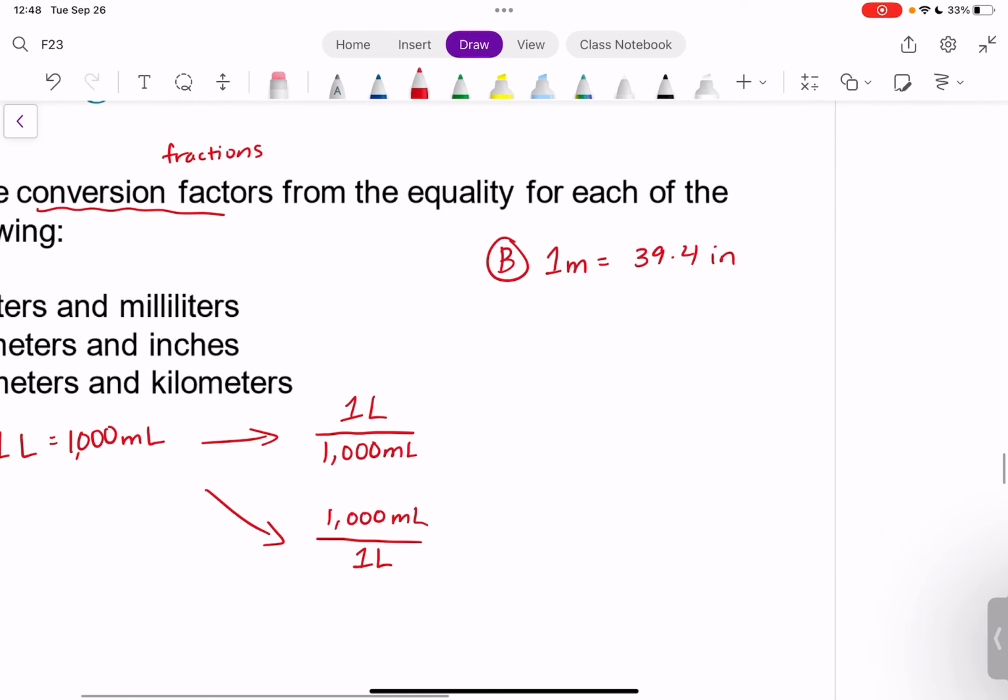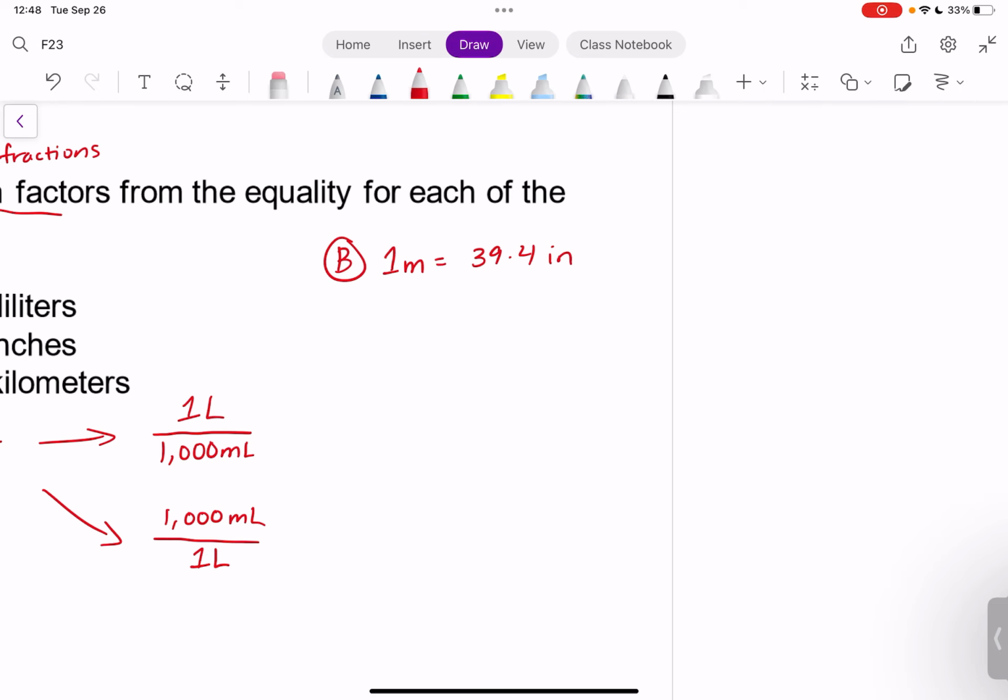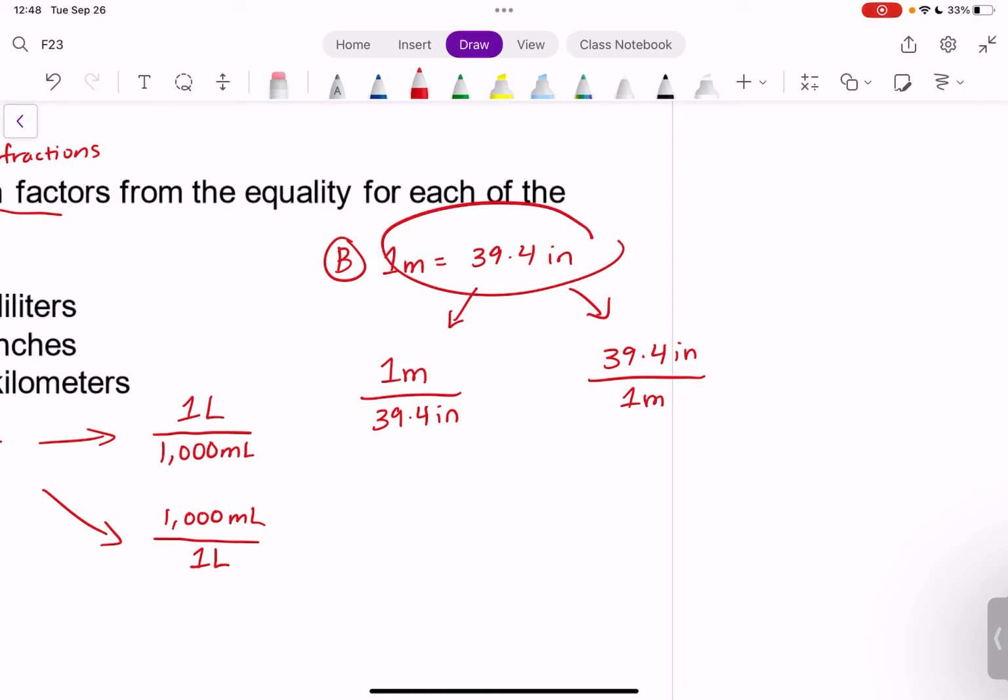All right, so what are the 2 conversion factors we can write from that equality? Yeah, we can have a fraction where we have 1 meter on top and 39.4 inches on the bottom. Or we can have a fraction where we flip it. We have 39.4 inches on the top and 1 meter on the bottom. So we're just writing this equality in two different fractions. And there's only two options because we're only dealing with 2 units, right? Meters versus inches. Okay.